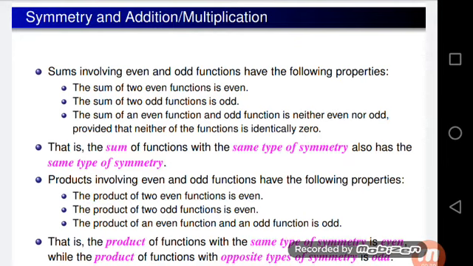Symmetry and addition or multiplication. The sums involving even and odd functions have the following properties.